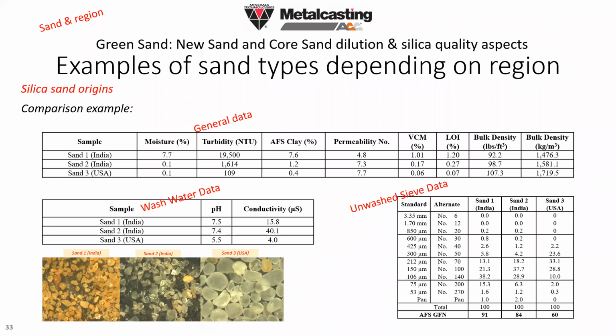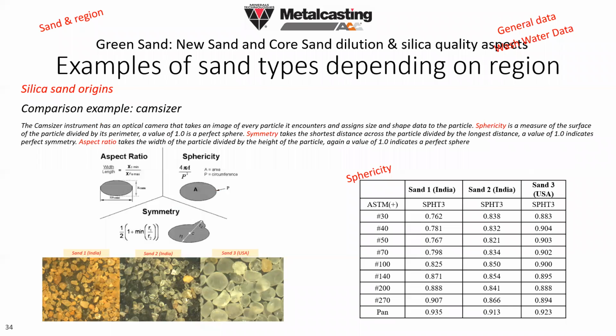Well, now that we had a look at an example, I want to show you the same example with a characterization done with a CamSizer instrument. It's an optical camera that takes an image of every particle, and that can, in fact, classify sphericity, symmetry, or aspect ratio. And as you can see, for example, for the symmetry, it takes the shortest distance across the particle divided by the longest distance. And a value of 1 indicates perfect symmetry.